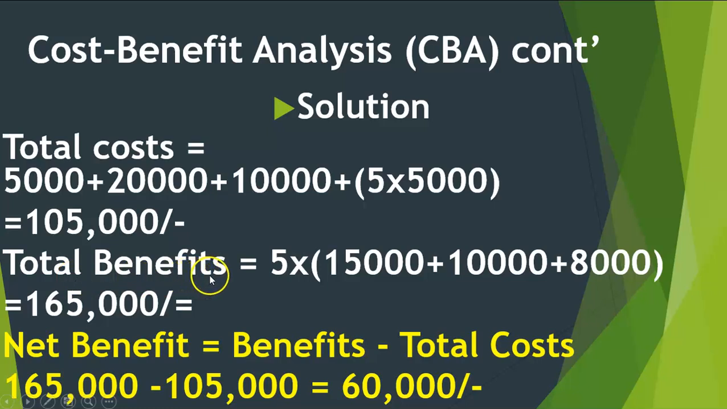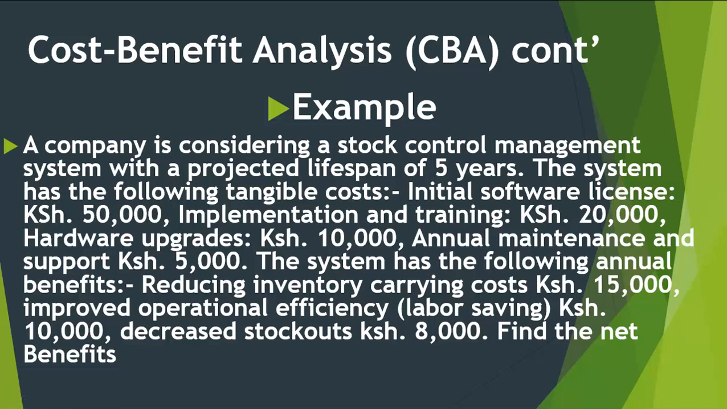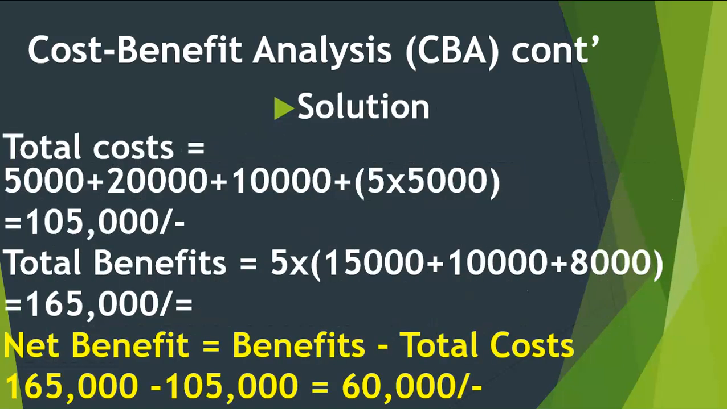Then the total benefits would be, from what we had, that the system reduces inventory carrying costs at 15,000, improved operational efficiency, that is labor costs, at the rate of 10,000. Then we have also been told that it decreased stockouts at Kenya shillings 8,000. So we are supposed to find the net benefits. Remember, that was for 1 year.